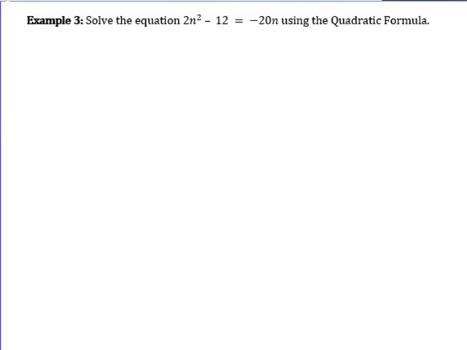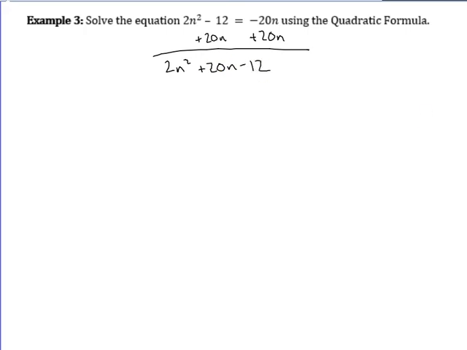Alright, I'm going to skip ahead to example 3. 2n squared minus 12 equals negative 20n. Before you can use the quadratic formula, you have to have one side equal to 0. So I'm going to add 20n to both sides. So now I have 2n squared plus 20n minus 12.